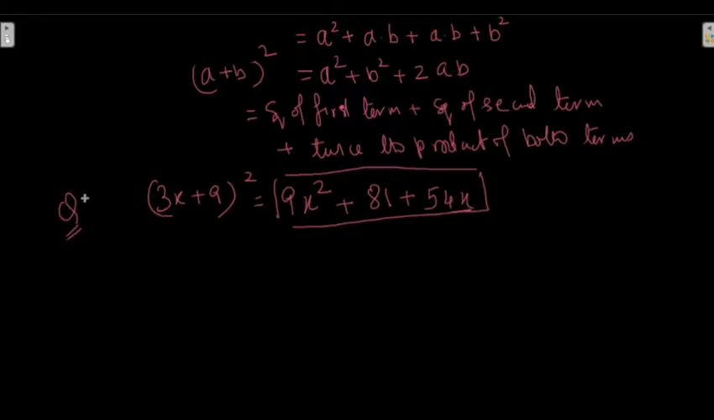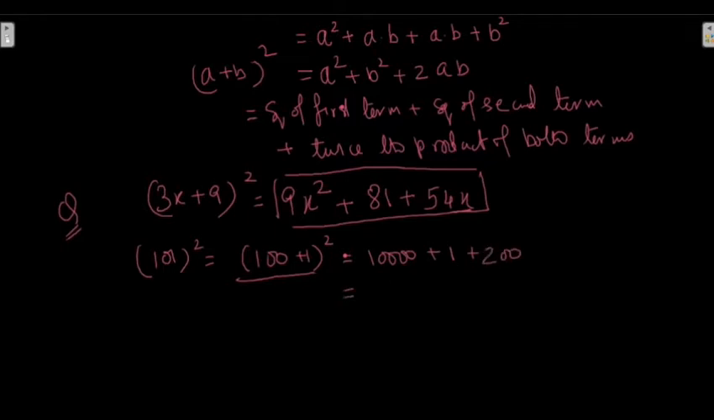Now I'll tell you a couple of interesting use cases where you can use this. For example, you have to calculate the square of 101. How do you do it? You can write 101 as 100 plus 1 whole square. And this is what? A plus B whole square. It is the square of 100, plus the square of 1, plus twice 1 into 100, which is 200.